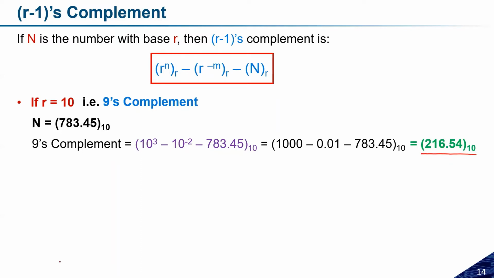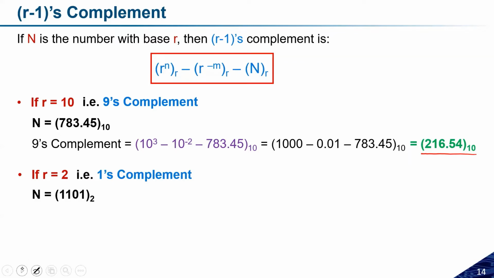Similarly, how can we calculate the r minus 1's complement of a number in the binary number system? Let us assume r is equal to 2. In that case, r minus 1 will be 1, so it will become the 1's complement. Let us assume the number is 1101 with base 2, represented in the binary number system. To calculate the 1's complement, I have to replace r with 2 and write everything accordingly in this formula.